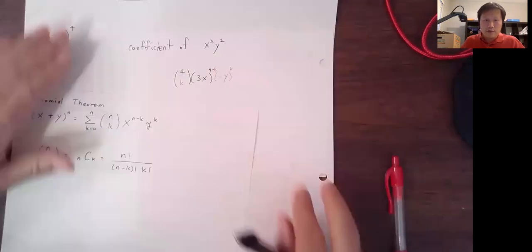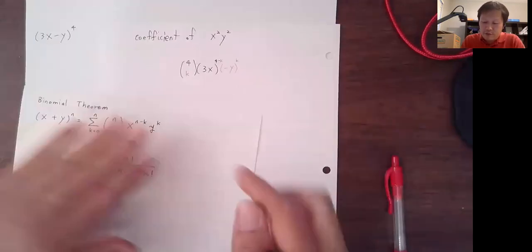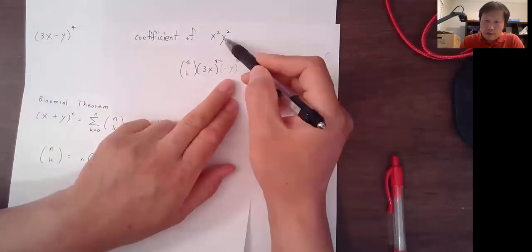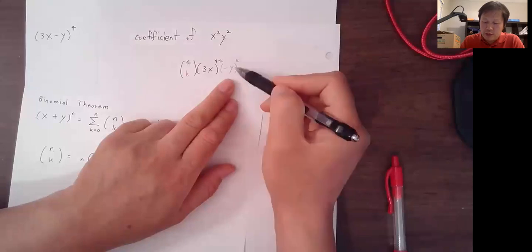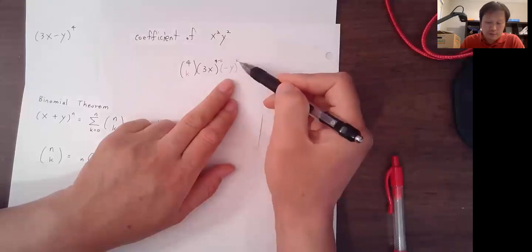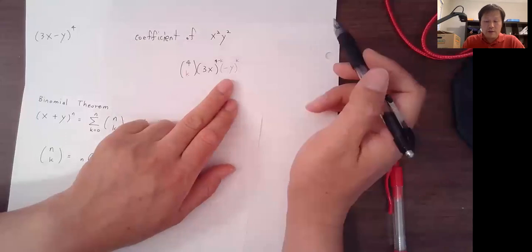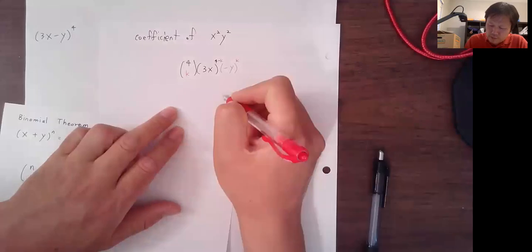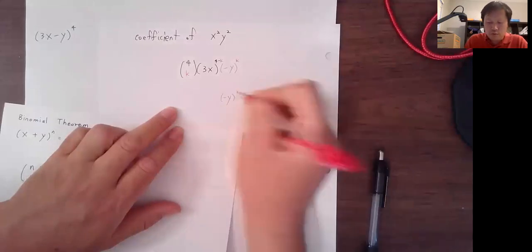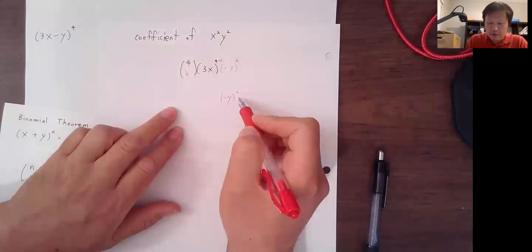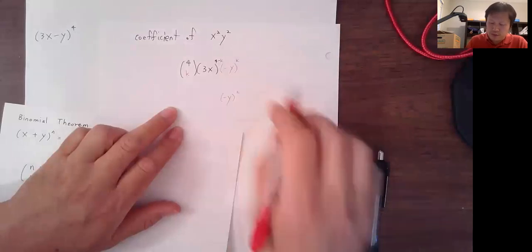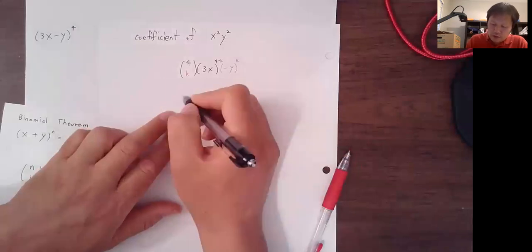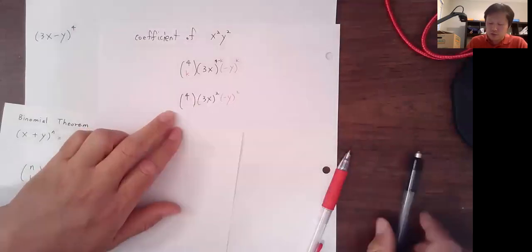So for now, we're trying to figure out the value of k for this specific term. Just take a look at it. You want y to have a power of 2, from minus y, so you want k to be 2. So you can make y to be second power. So the k value has to be 2. Plug it in. 4 minus k, where k is 2, 4 minus 2 should be second power. So you got 3x to the second power. So you got 4 combination 2.